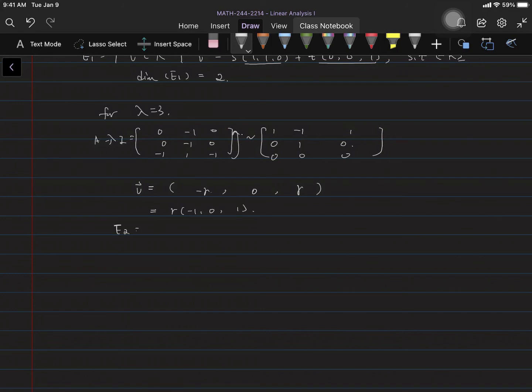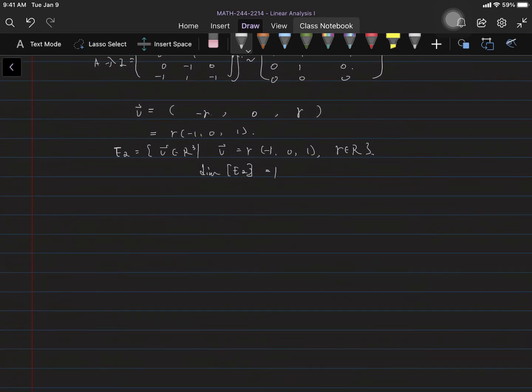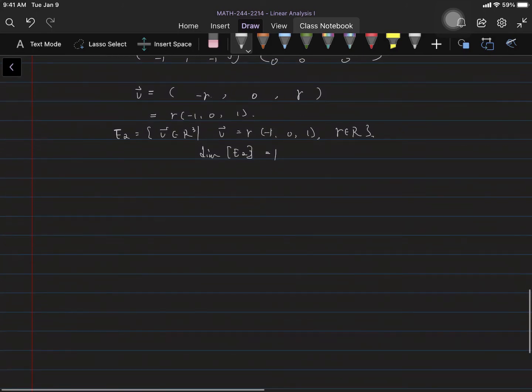Eigenspace E2: V belongs to R3. All the vectors have this form, negative 1, 0, 1, and R is free. And what's the dimension? The dimension of E2 is 1, because there's only one vector. It's kind of like a basis. Okay, the basis is this vector, negative 1, 0, 1. Let's see, there is one theorem. Theorem 1 says eigenvectors corresponding to distinct eigenvalues are linearly independent.